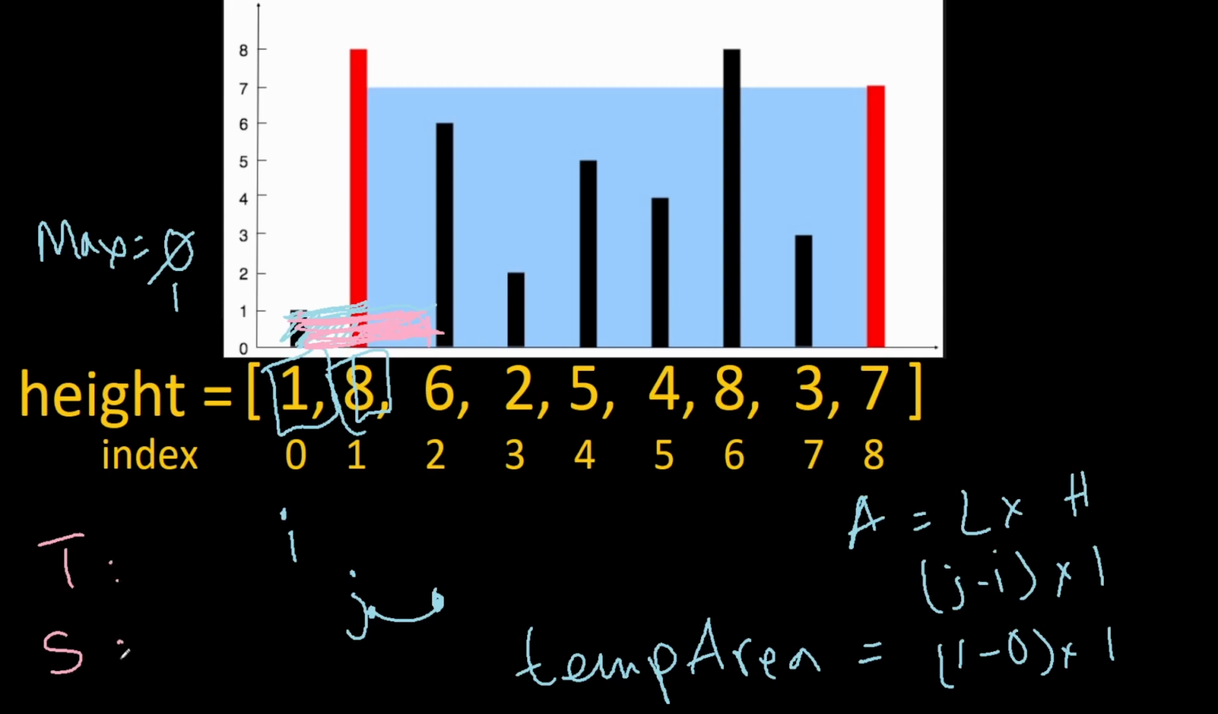The time and space complexity for this approach is O(n squared) because of the nested for loops, and we're checking every possible combination of i and j. For space, we're not taking up any extra space, so it'll be constant, O(1).